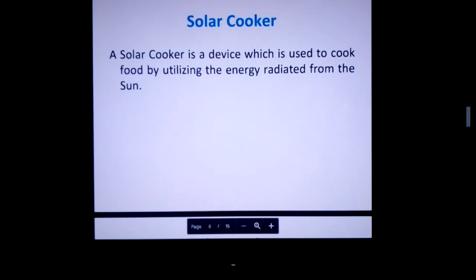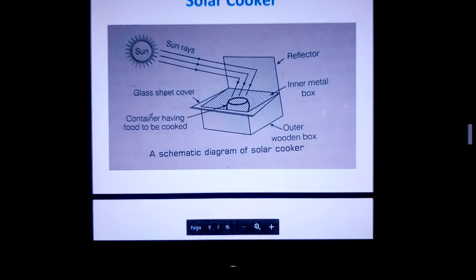Now today we are going to learn about the solar cooker. What is a solar cooker? Where is it used? A solar cooker is a device which is used to cook food by utilizing the energy radiated from the sun. So here we need not use anything like kerosene, petrol and all. Directly we are using which energy here? Solar energy, right? Solar energy.